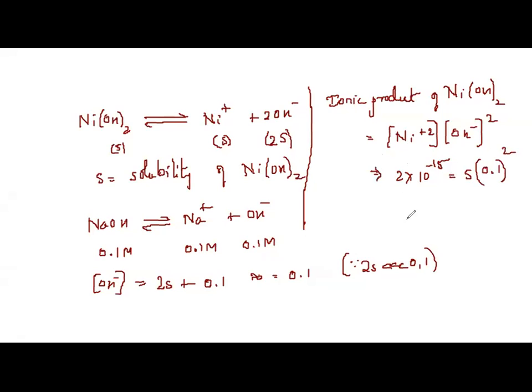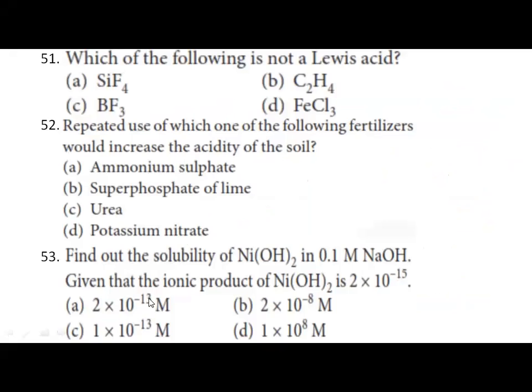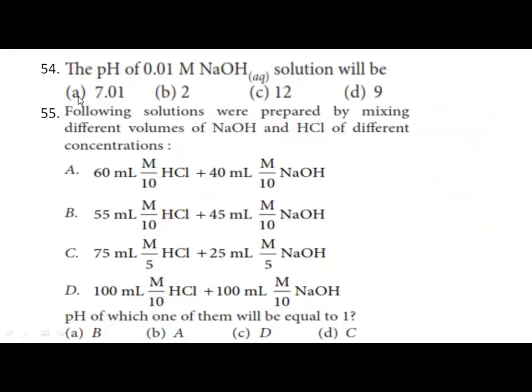Yes, solve it out. How much you get? s is equal to 2 into 10 raised to minus 15 divided by 0.1 into 0.1. Correct? And this comes out to what? 10 raised to minus 2 goes to the numerator plus 2. So it becomes 2 into 10 raised to minus 13 molarity. So the correct option is option A, 2 into 10 raised to minus 13 molarity. Is that clear? Okay, next question.